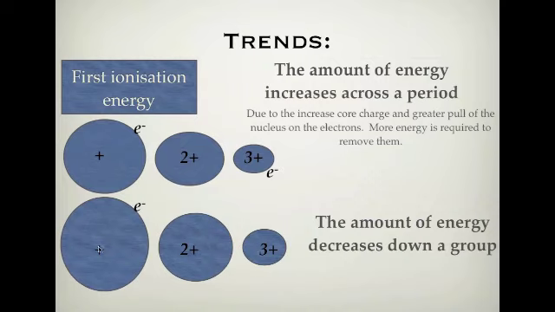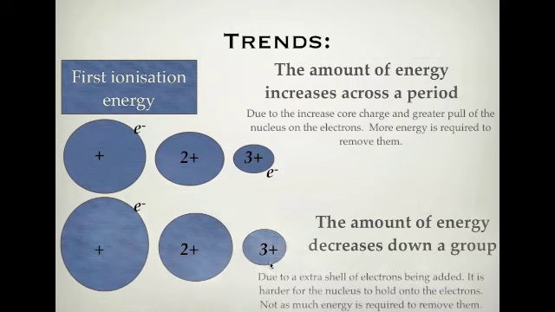However, moving down, the opposite happens. Because these electrons are further away from your nucleus, it makes them a bit easier to take away. So as you move down, you get a decrease in the energy required to take them off. Read it here: due to an extra shell of electrons being added, it is harder for the nucleus to hold onto the electrons, so not as much energy is required to remove them. As you're moving across, you have an increase in ionization energy. As you're moving down, you have a decrease in ionization energy because the electrons are further away and therefore easier to take off.